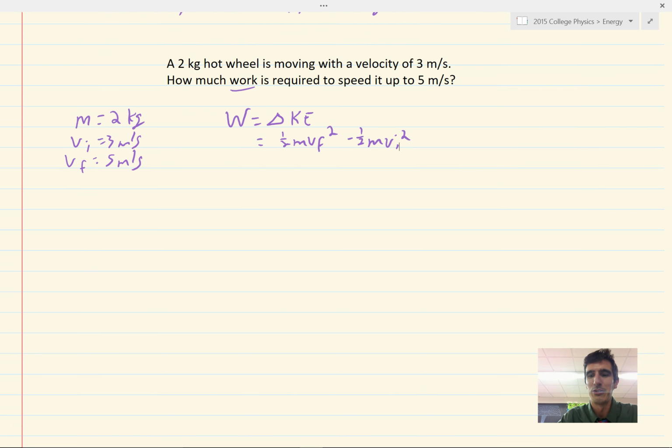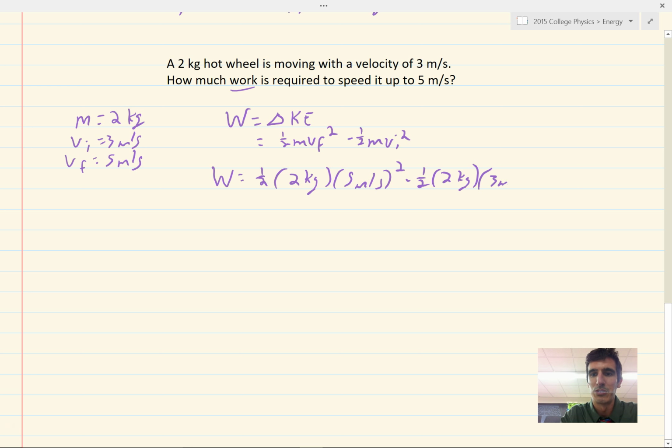Okay. Anyways, so now all I have to do is plug and chug. So work is equal to 1/2 times 2 kilograms times 5 meters per second squared minus 1/2 times 2 kilograms times 3 meters per second squared. Again, don't forget to square your velocities. We plug that in our calculators and we get work is equal to 3.5 joules.